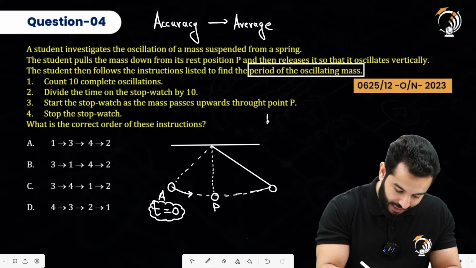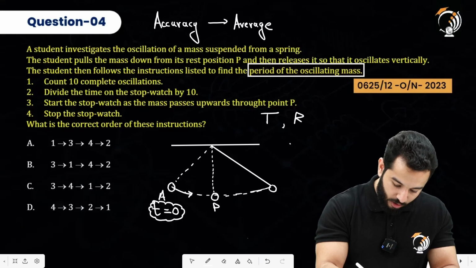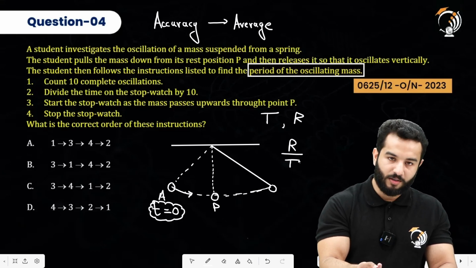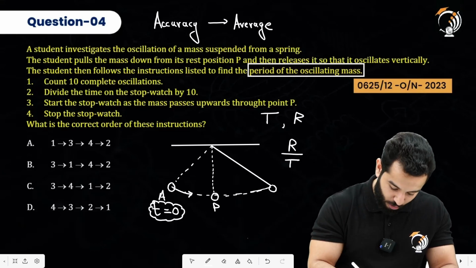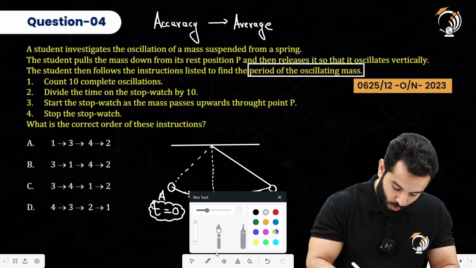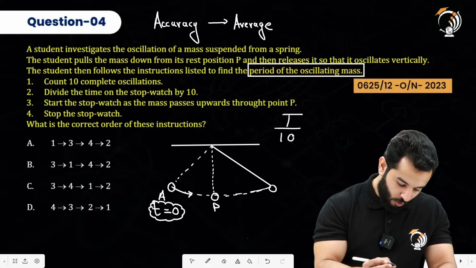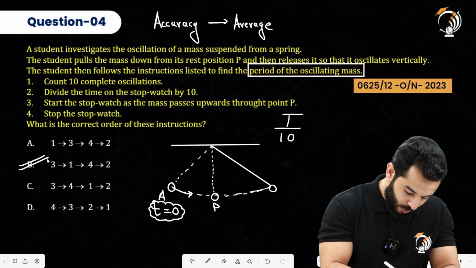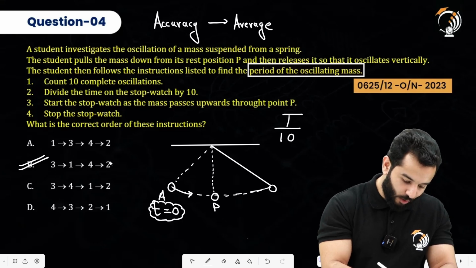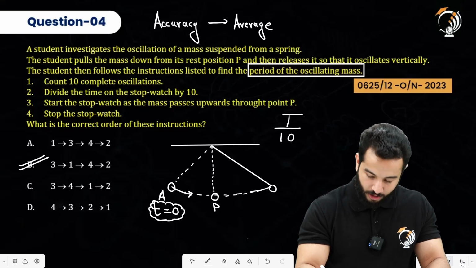Let's say you are getting the time as capital T. Your reading is T, so do T by 10. The number of oscillations is 10, so the total time is T, and T divided by 10 is going to be your answer. So it's going to be B. That means first it's 3, then 1, then 4, and then 2 divided by 10. Got it? That's going to be the correct answer.